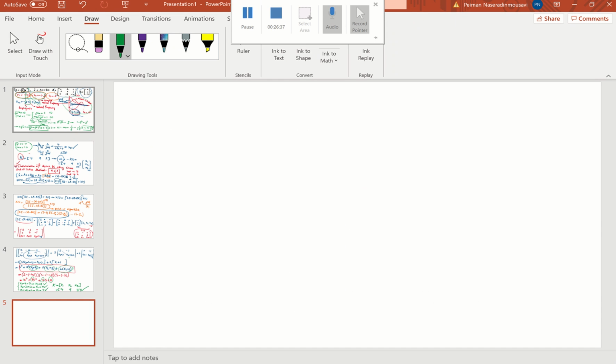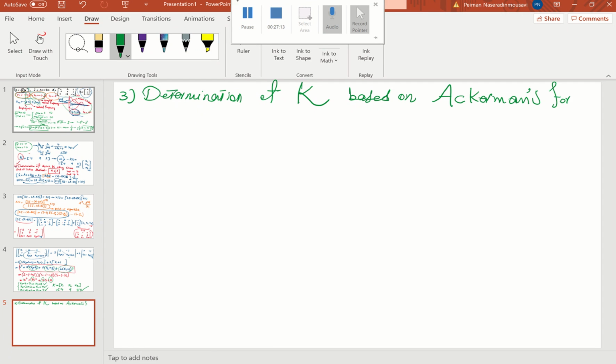So now the third method that you have to know, and after graduation you can use MATLAB and avoid these kinds of calculations, is the determination of the K gain matrix based on Ackermann's formula.